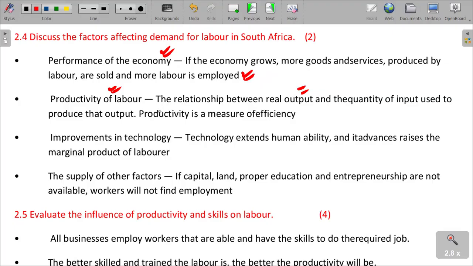Productivity of labor: the relationship between real output and quantities of input used to produce that output. Productivity is a measure of efficiency. We are talking about production per unit that has been used. So we look at efficiency as being able to produce more with limited resources or inputs.